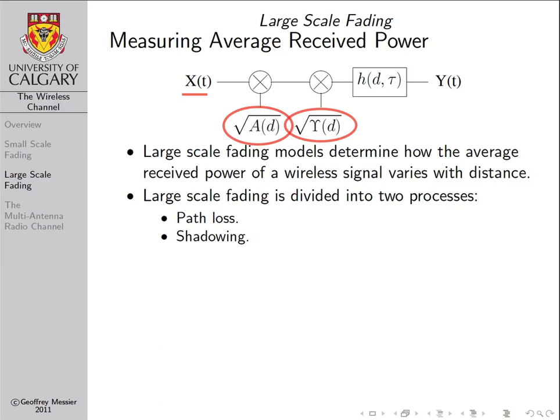Now, it's important at this point to define specifically what we mean by average received power. We've seen that received power can fluctuate a great deal due to small-scale fading, Rayleigh fading or Rician fading. And generally, when we talk about average received power, we're talking about the received power after you average out all fluctuations due to small-scale fading. How do you do this?